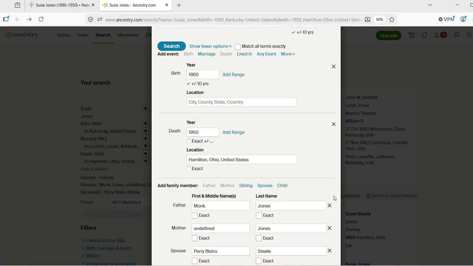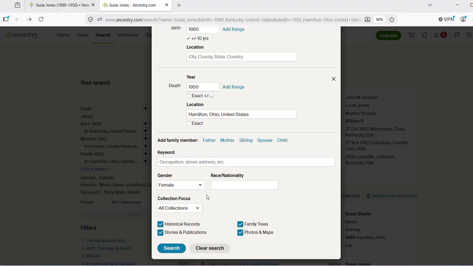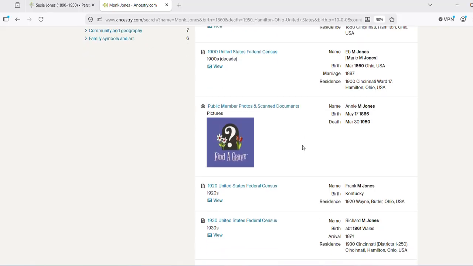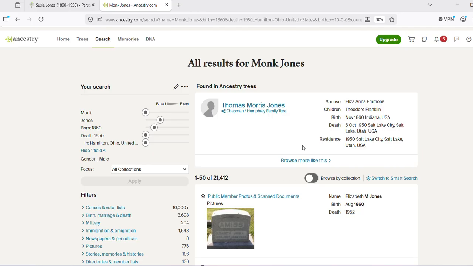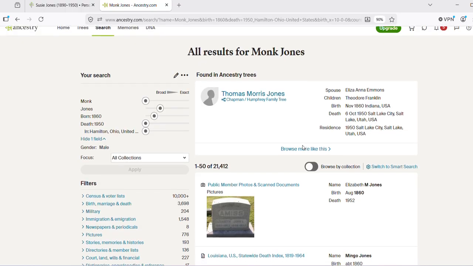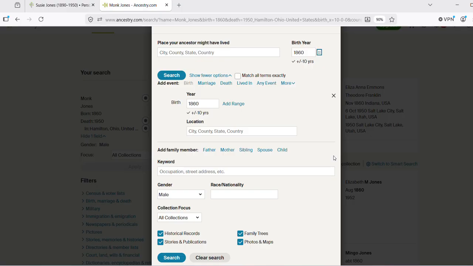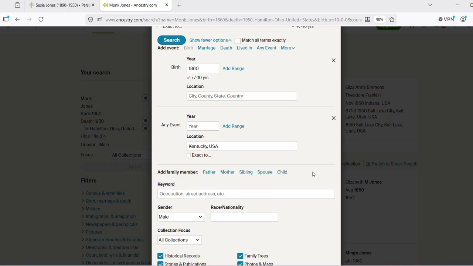Don't know the marriage year. Don't know the death year. That's not a spouse. That's not helpful at all. Change this to male. I usually don't look at photos and maps, but this time I did. I just left it like it is. Oh, I've got a problem here. There we go. He can't die 10 years before he's born in a place that we don't know about. So we're going to put again Kentucky is a possibility. And everything.